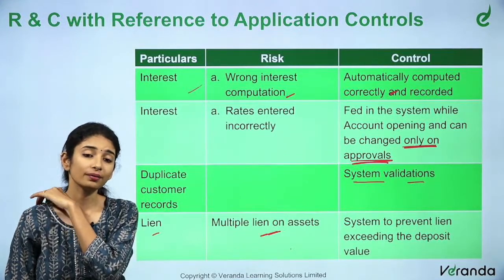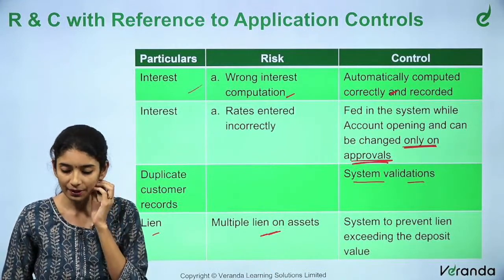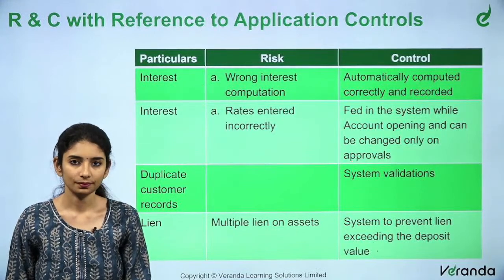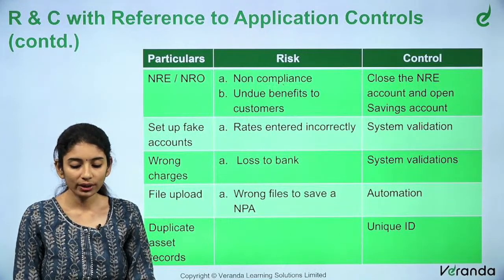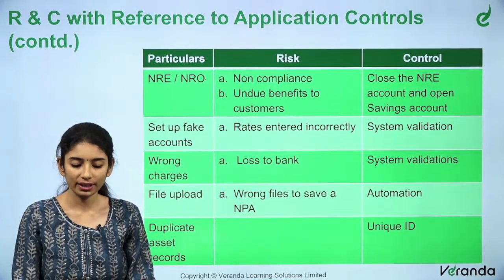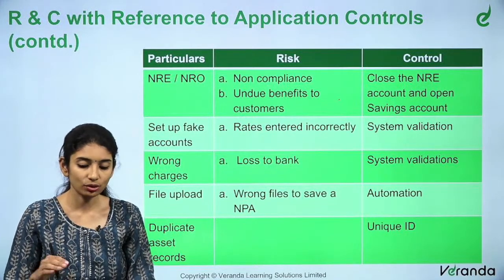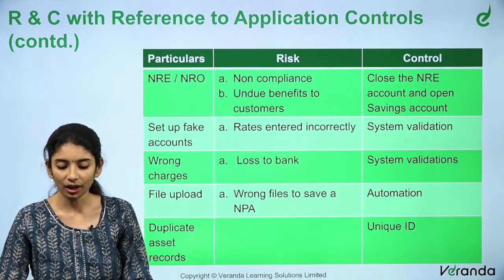Multiple liens: with that house, I've got a loan from bank A, bank B, bank C, right? The control is a system to prevent the lien from exceeding the deposit value. Clear. NRE and NRO accounts are for non-resident accounts. Non-compliance, undue benefits to customers: sometimes you get an interest rate which is higher, or there is some non-compliance by the account holders.